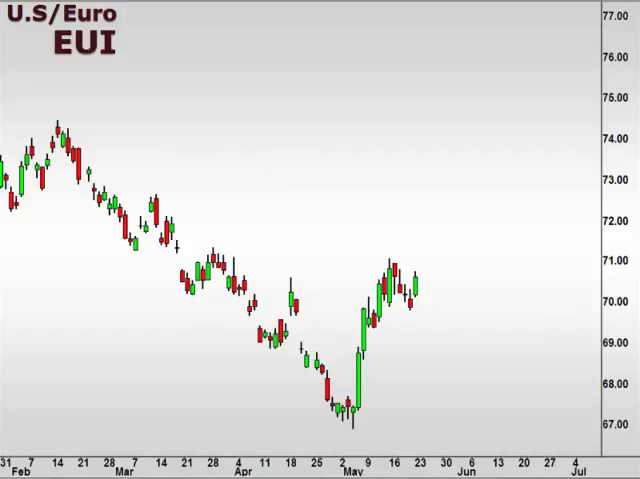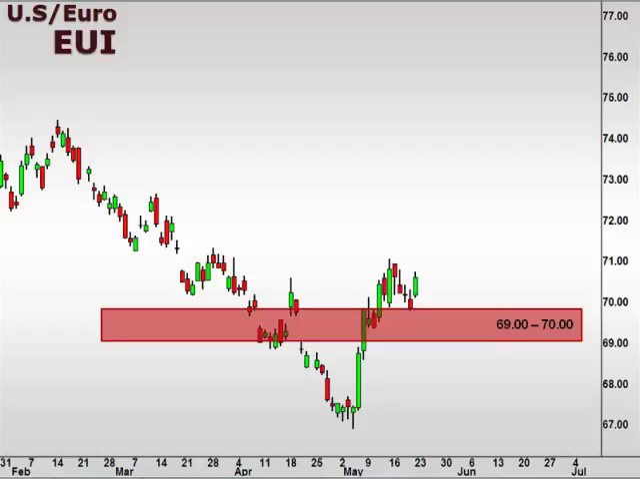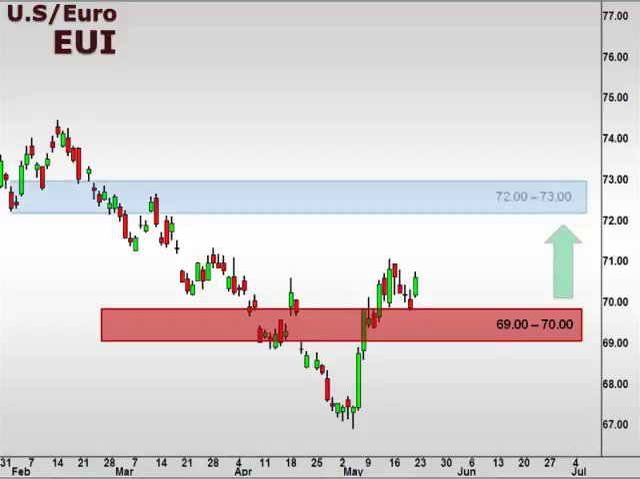Let's take a look at the EUI, the U.S. versus the Euro. Well, the EUI pulled back early last week, but found support at 70. It appears as though a bull flag may be forming, lending credibility to a move higher towards the 72-73 focal zone.